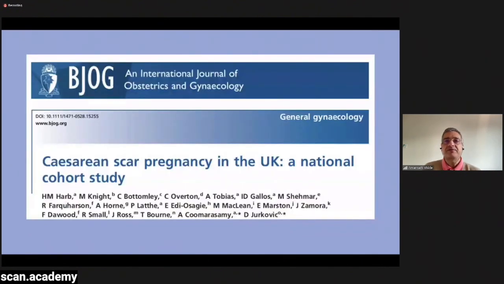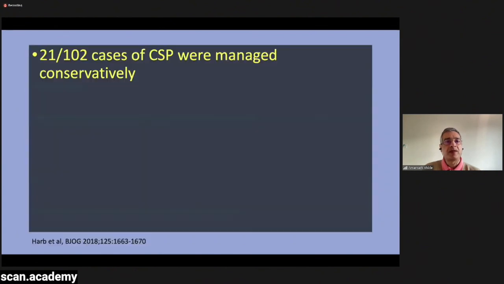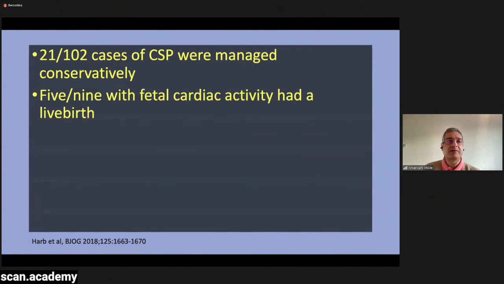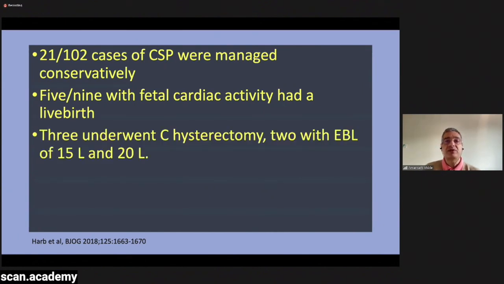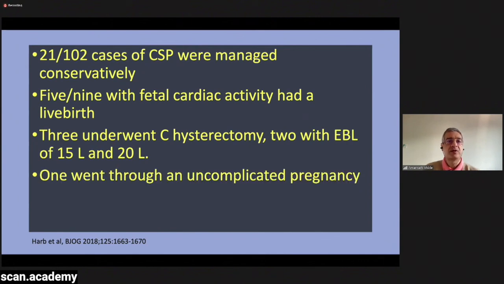The second paper that I have selected for this is Cesarean scar pregnancy in the UK, a national cohort study, and this was published in 2018. And they followed up 21 cases of Cesarean scar pregnancies that were managed conservatively. Now, 9 of them had cardiac activity. 5 of them with cardiac activity had a live birth. 3 underwent cesarean hysterectomy, 2 of them with estimated blood loss of 15 liters and 20 liters. 1 went through an uncomplicated pregnancy.